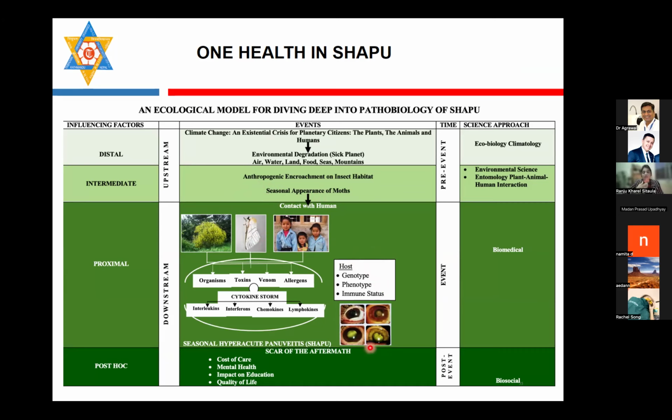Both children from a single family may be exposed to the same amount of moths, the same ecology, but we find that only one of the siblings gets the disease while the other is spared. So that has to do with certain genotypic characteristics. And after having SHAPU, there is a huge gap in understanding their mental status, their educational status, and the quality of life in such individuals.